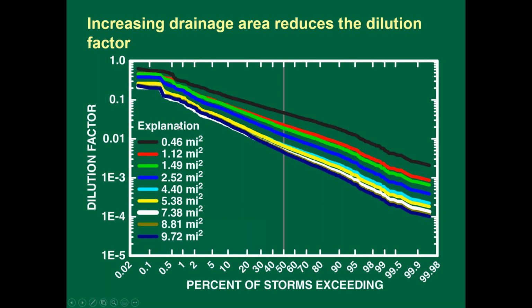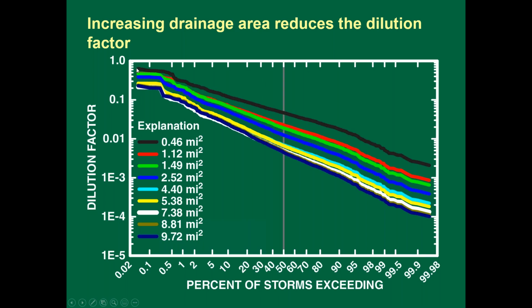So we can see from top to bottom here, we go from that 0.46 square mile basin down to the 9.72 square mile basin. These different lines are the dilution factors at these different points. At the maximum dilution factor, it's like 0.2, 0.3, 0.4, 0.5, 0.6, 0.7. So for that smallest basin at this site, the highway runoff is about 70% of the downstream flow.